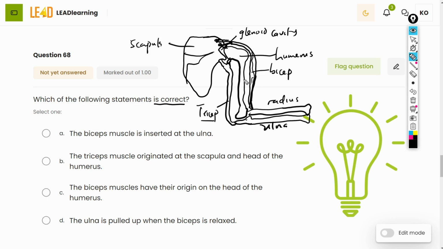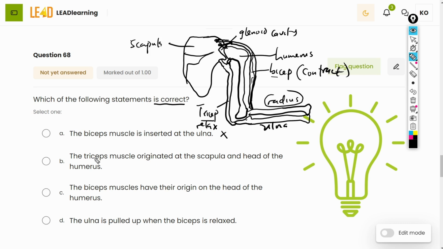And for the elbow to bend, as it shows in my diagram, the bicep needs to contract, while the tricep needs to relax. When this happens, the bicep pulls the bones together, bending the arm. So let's look at our options here. Option A, the bicep muscle is inserted at the ulna. Now the bicep, from what we can see, is not inserted at the ulna, it's inserted at the radius, so this option is not correct.